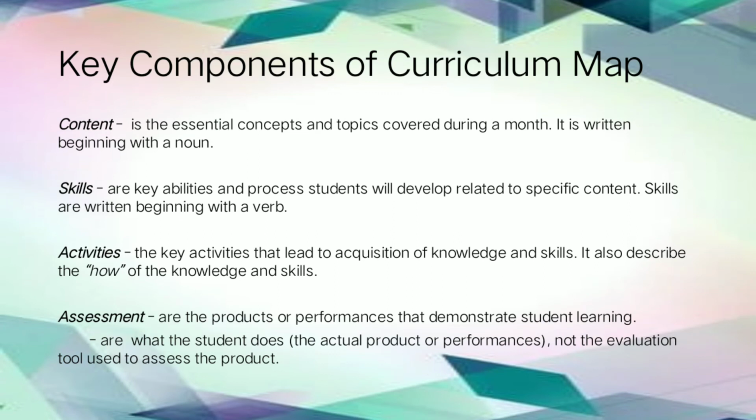And let's now move to the key components of the curriculum map. We have the content. It is the essential concepts and topics covered during a month. It is written beginning with a noun. Examples of content: cultural diversity, water cycle, local government system, fire safety.